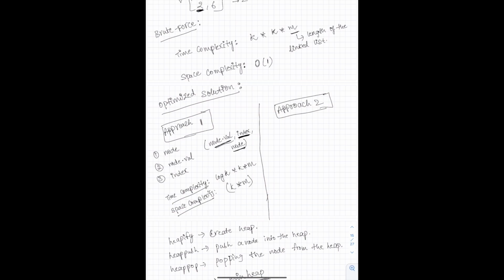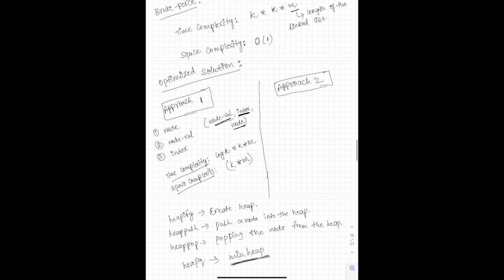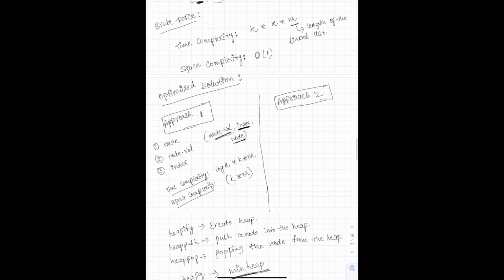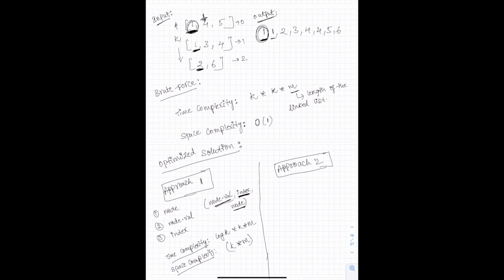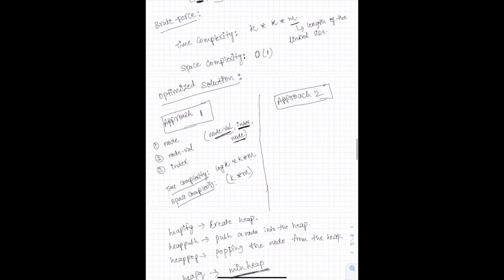The reason we are using k into m is because there are a total of k into m nodes in this k linked list. For each of them stored in the heap, we are storing the node value and also the index. So it is going to be of the order of the number of nodes in the linked lists, so it is k into m. Okay, so this is clear.